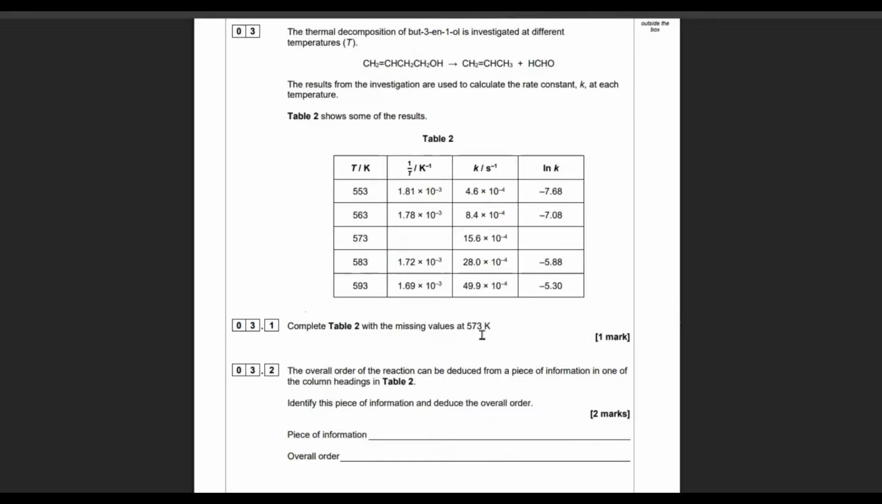Complete table 2 with the missing values at 573. Now what to do here, really simple. Look, here's the temperature. This is 1 over the temperature. So you're just going to do 1 divided by the temperature. And if you want to check that, when you feel baffled in an exam, you're like, oh my God, how do I do the missing values?